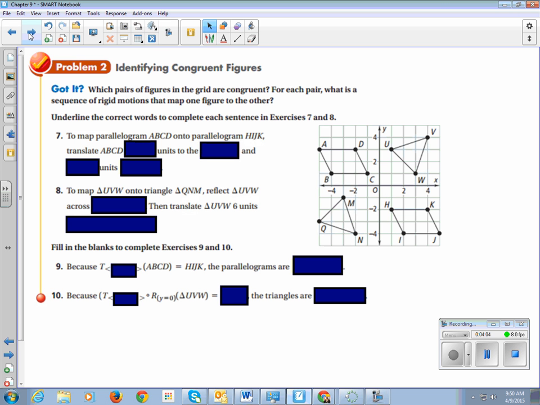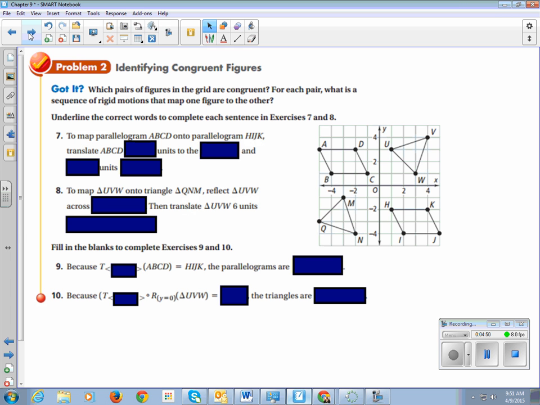Okay, so we need to figure out, given this picture, which pairs of figures in the grid are congruent. For each pair, what is a sequence of rigid motions that map one figure to another? So one thing that I definitely see you guys do on your assignments is, instead of proving it, you say it looks congruent, and that is not proof that it is congruent. Proof that it's congruent is showing that its length is 3, the other length is 3, they are therefore congruent. Just saying it because it looks like it does not make it congruent.